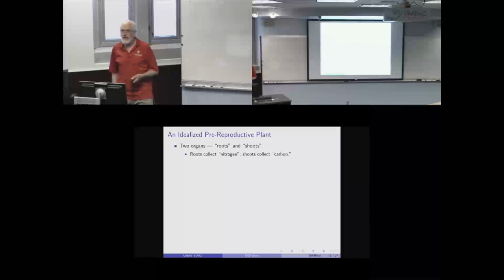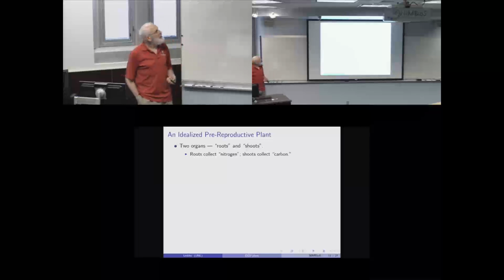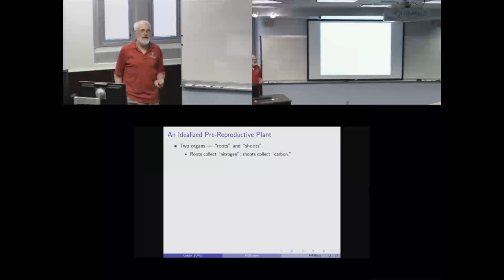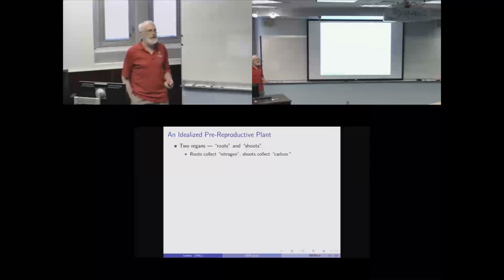I've got all these things in quotation marks because they do other things. So shoots also collect light, roots collect phosphorus and water. Roots and shoots are really differentiated into sub-organs, but we're going to ignore all that. Our idealized plant is simply going to have roots and shoots, each of which has only one function.